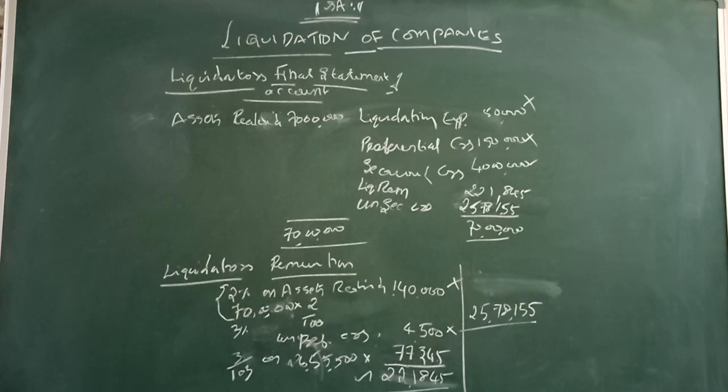Here also we are going to do the same thing. In all the questions, all the problems, we are going to do the same thing. On one side the assets realized, the cash received, and on the other side the payments we should make. If there is any balance, that amount should be utilized for paying the owners of the company, that is, the shareholders of the company. Right?